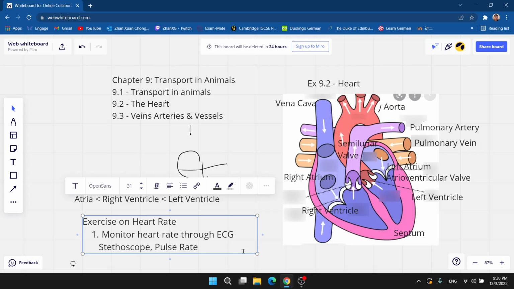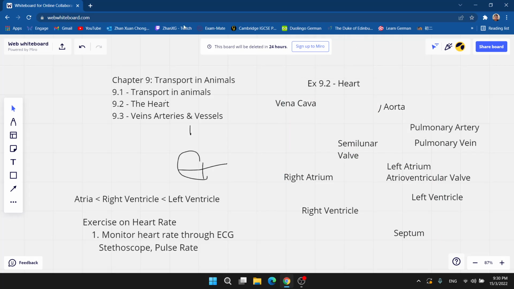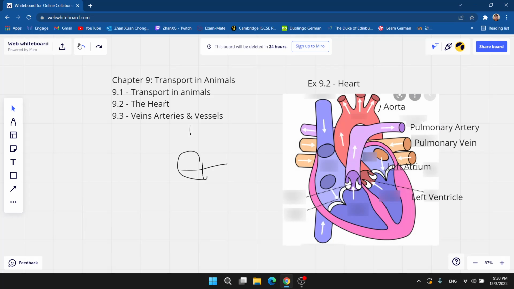The more you exercise, the more respiration occurs, and the cellular demand for oxygen gives a higher heart rate. That's why you pump a lot of blood when you are exercising. That's why you are breathing at the highest. So that's all about blood.